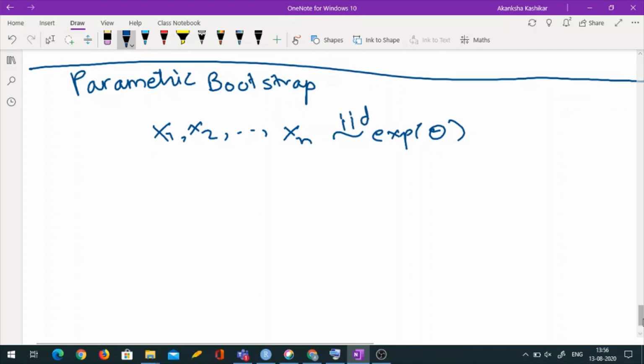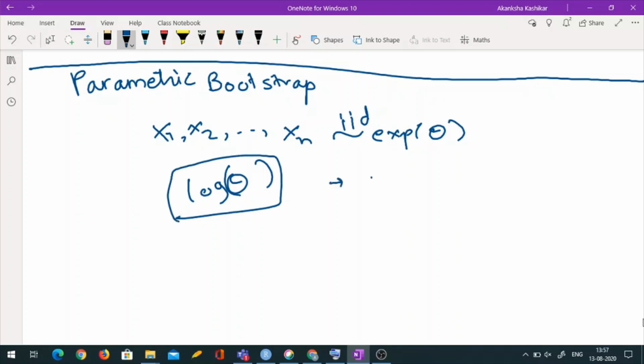Now let me say I am interested in the distribution of log of theta. So I want to estimate, say, log of theta. You all know the delta method and you can get things that way, but suppose I don't want to go into theory at all. You know how to estimate theta: I can estimate theta hat as 1 by x bar. This is one possible estimate, because for exponential with theta the mean is 1 by theta.